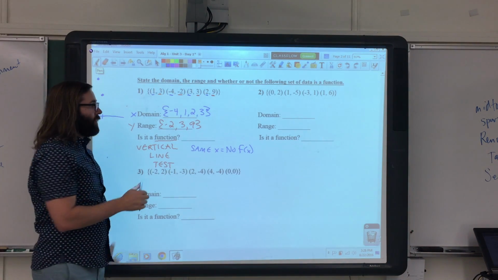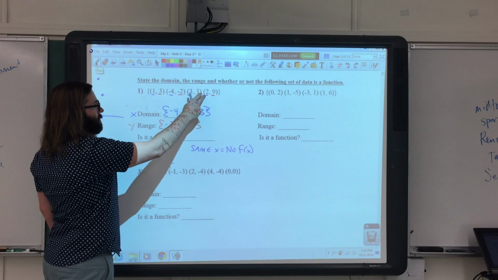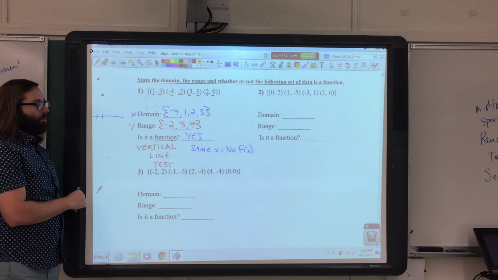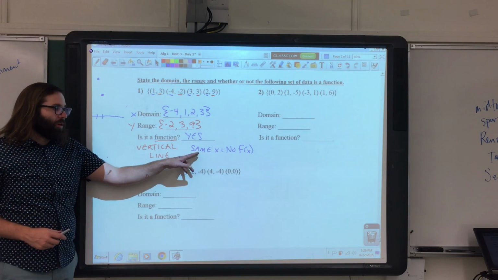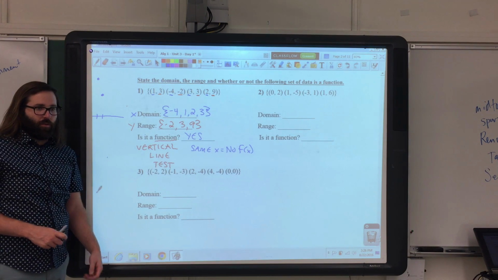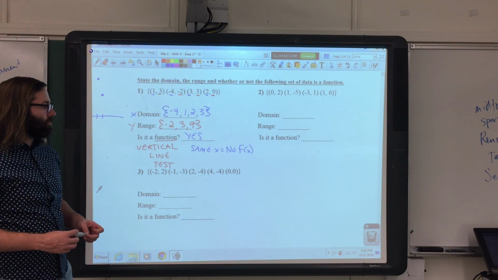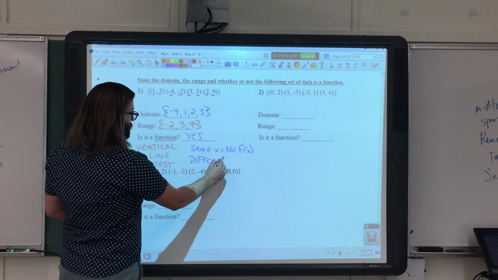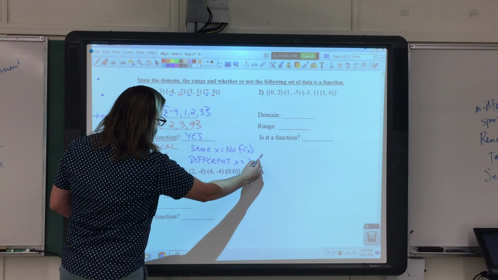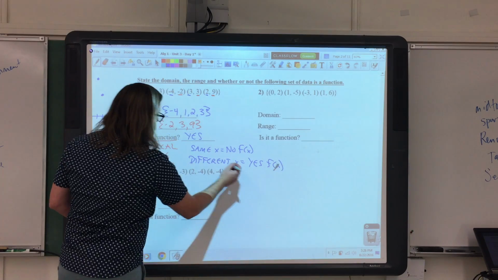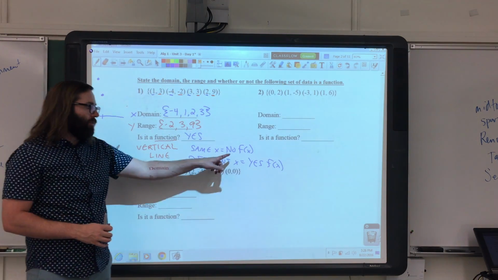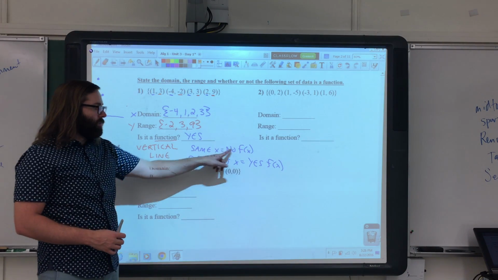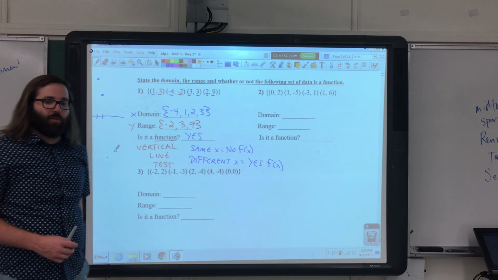Okay? So we look, are they the same x's? We have different. They're all different. So this one is a function. Okay? You have to look at the x's. They're the same, it's not a function. If they're different, then it is a function. Okay, same x, not a function. Different x's, yes, it's a function. Remember, f of x is how we mathematically write functions. I'm just shorthanding it, so I have to spell it. Same x's, not a function. Different x's, yes, it's a function.